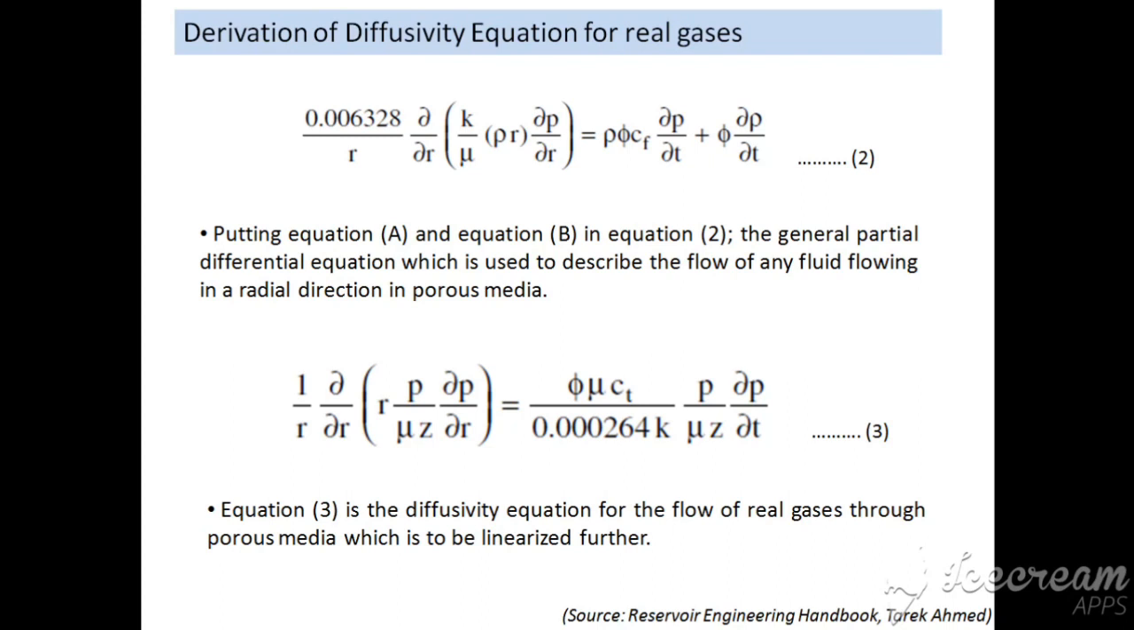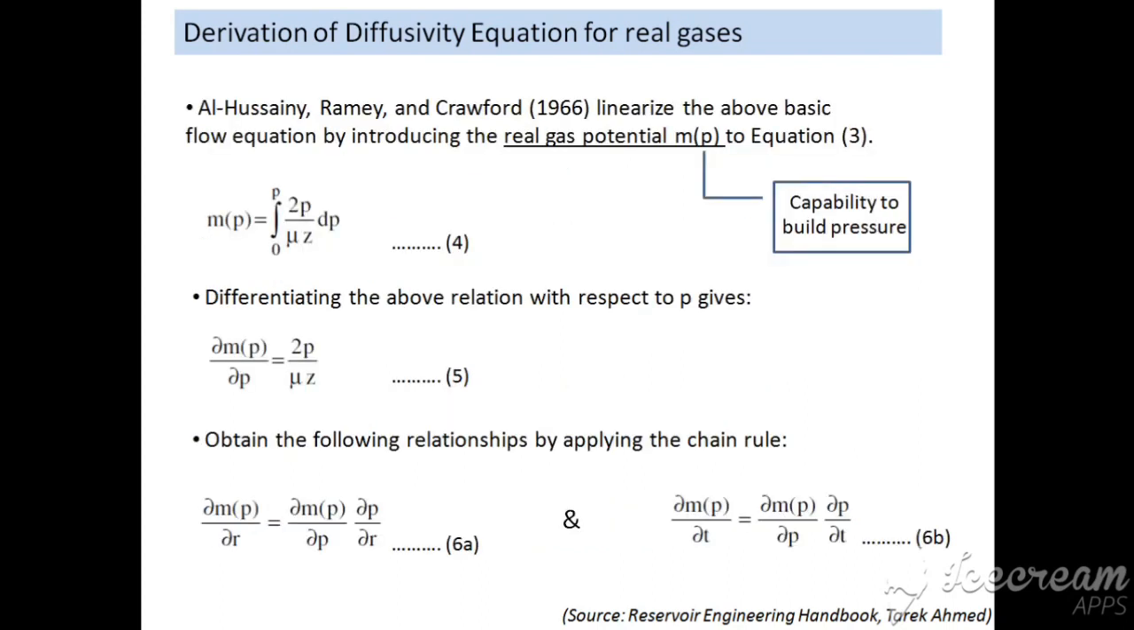We will look at how to solve this equation and what the final results are in the further slides. The term which we are incorporating here is the real gas potential. Now what is real gas potential? Real gas potential is the capability of a real gas to yield under pressure, and it is defined as m(p) equal to the integration from 0 to p of p by mu z dp.